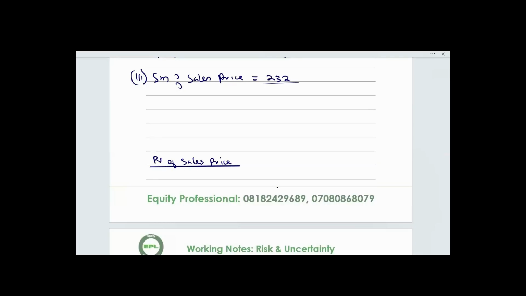To get the PV of sales price, you need to first of all calculate total sales. Our sales will then be equal to selling price multiplied by units sold. So sales will be equal to selling price of 24 naira multiplied by 240,000 units.